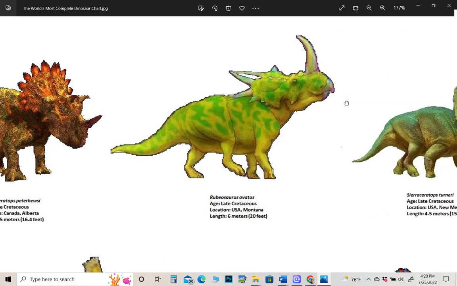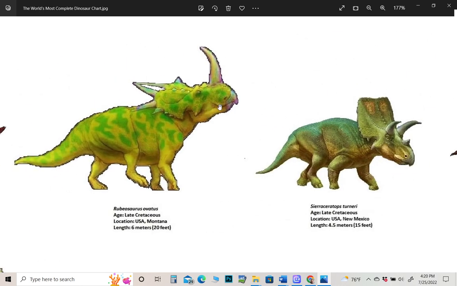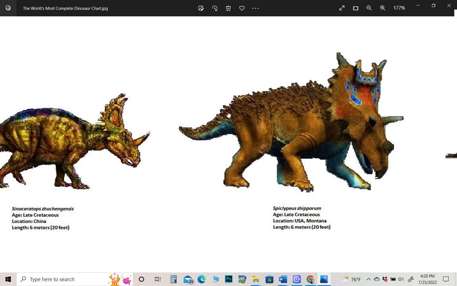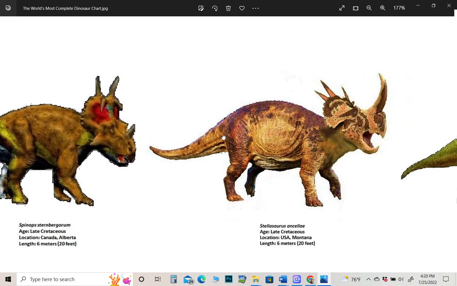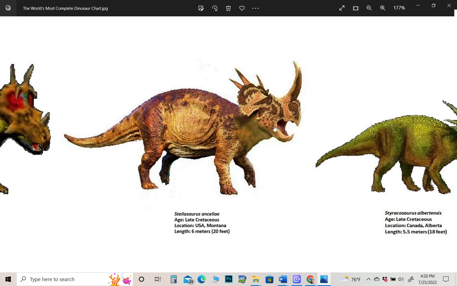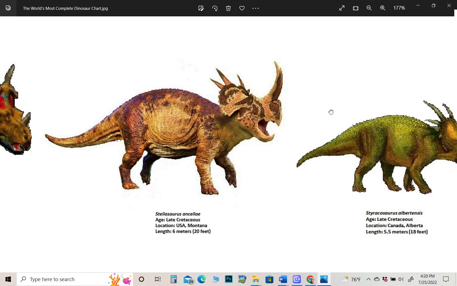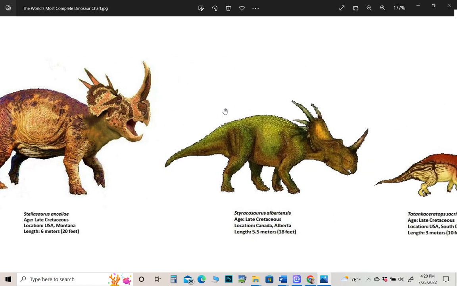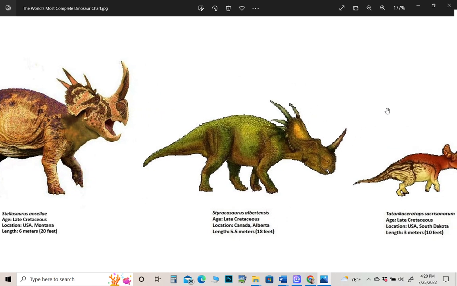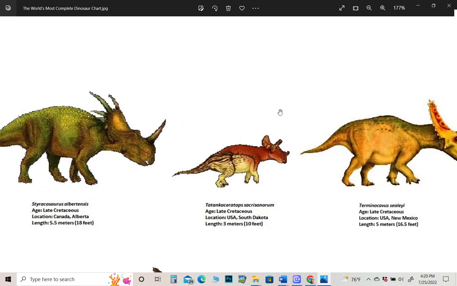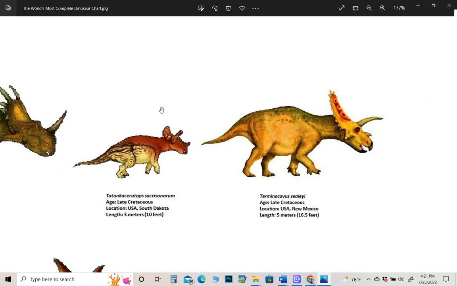Regaliceratops, Rubiosaurus. That's related to the Styracosaurs. Sierraceratops, Sinoceratops, Spicomelis, Spinops, Stellasaurus, which is also related to the Styracosaurus, and is actually a very beautiful animal. It was discovered last year, I believe, or the year before. Styracosaurus is what it's related to, kind of the original famous one with the horns around the frill. Tatankaceratops, sorry.